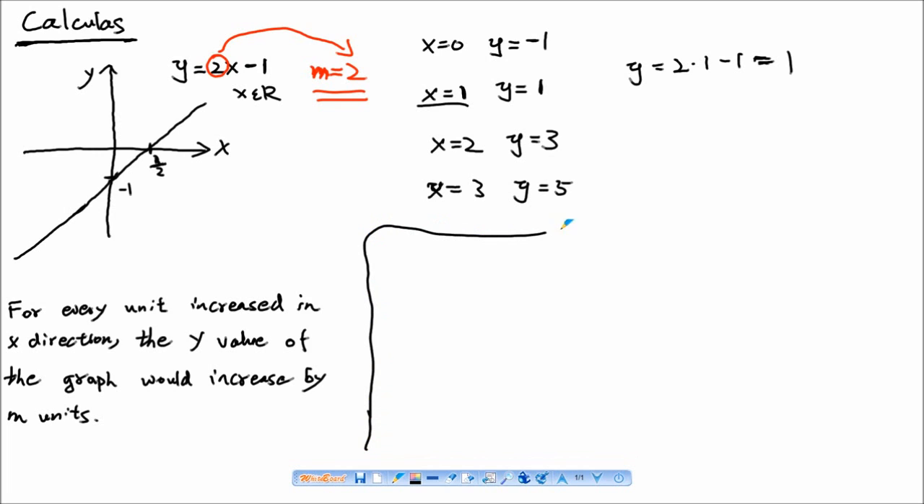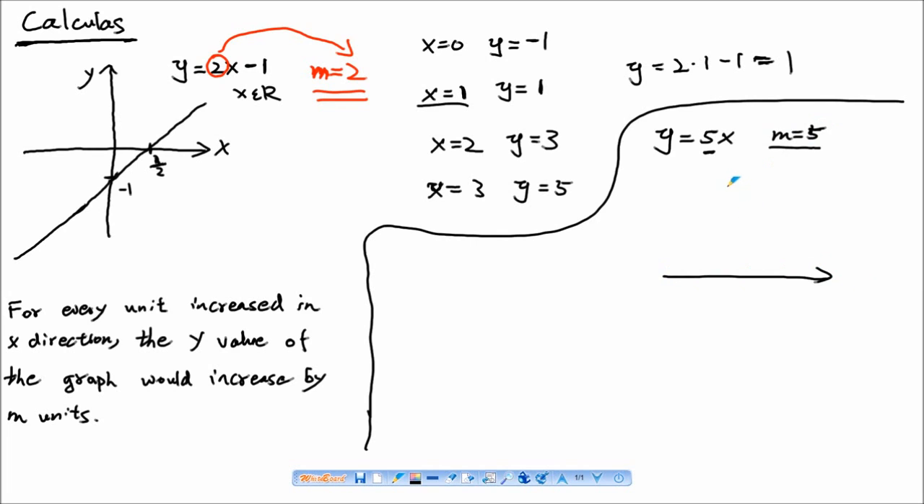For instance, if I have a straight line y equals to 5x, in this case, m is 5. And from the gradient, I know I have a very steep graph, like this, x and y coming through the origin. So when x equals to 1, the y value should be 5, because x is increased by 1 unit, y value should increase by 5 units. So when x is 2, the y value on the graph should be 10.